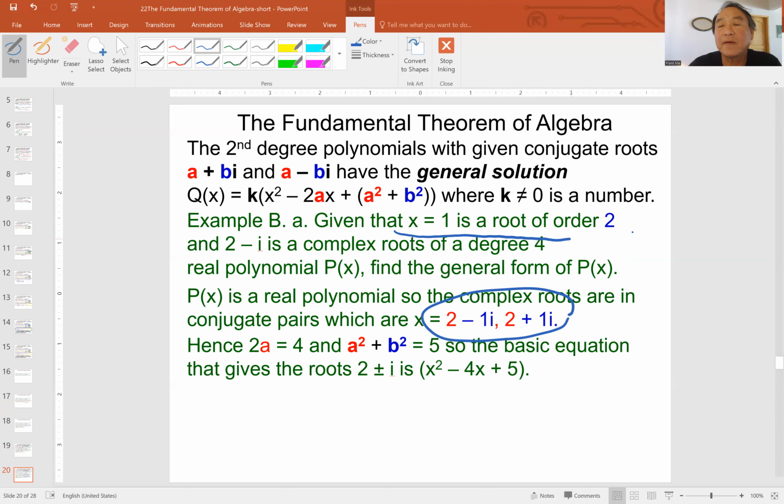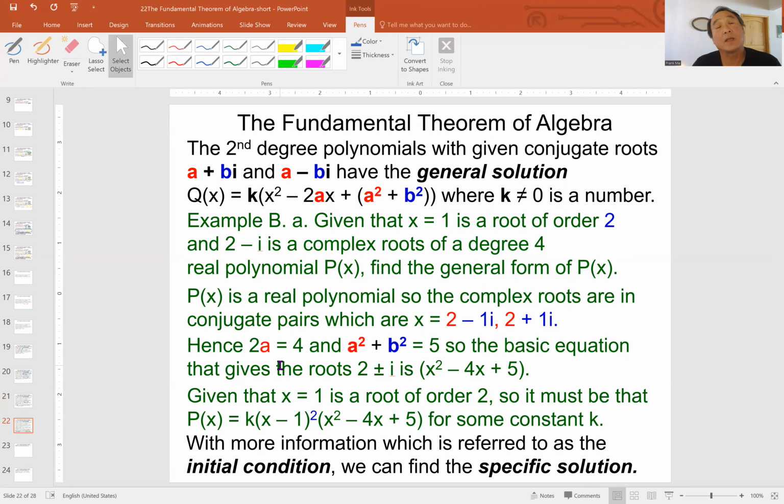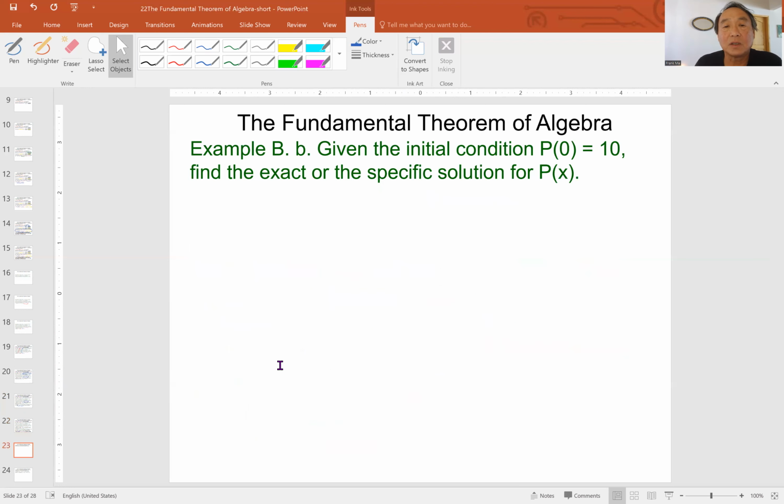But we also have that 1 is a root of order 2. So therefore, p of x must have this order 2 root at 1, and these complex conjugate roots, multiplied times some number, okay? And to determine what this number is, I need more information, and that's called an initial condition.